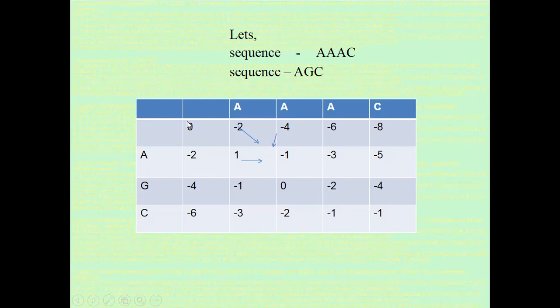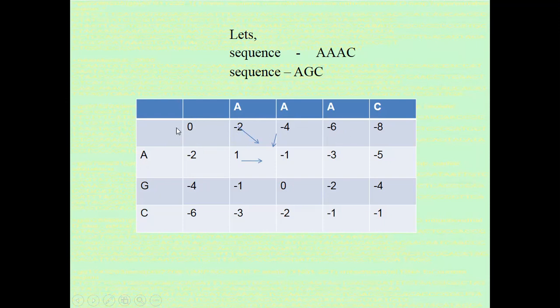Similarly, we place 0 here. Now we check A with this gap. Here is a gap, and when we have a gap, we add -2. So 0 plus -2 is -2. Then A with this gap: now we add -2 to the previous value, because we are moving horizontally, so -4. Now A with this gap: -4 minus 2 is -6. C with this gap: -6 minus 2 is -8.